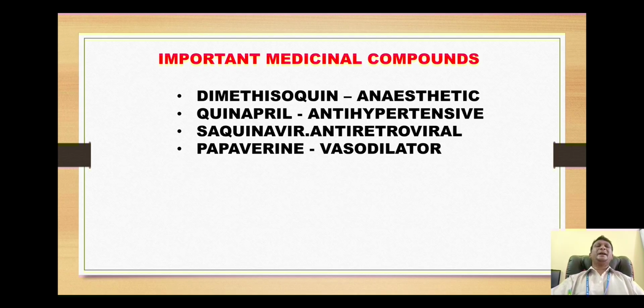The medicinally important compounds of isoquinoline are dimethisoquin, which is an anesthetic drug, quinapril, which is an antihypertensive drug, saquinavir, which is an antiretroviral drug, and papaverine, which is a potent vasodilator drug. So dear students, that is all about isoquinoline and its information.